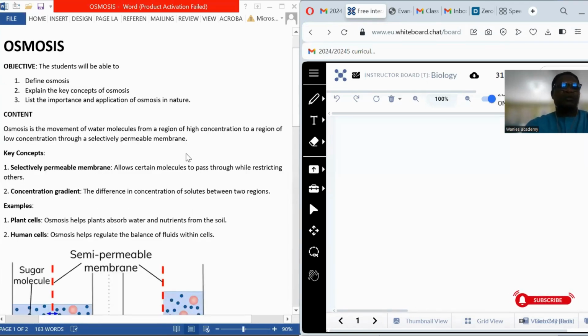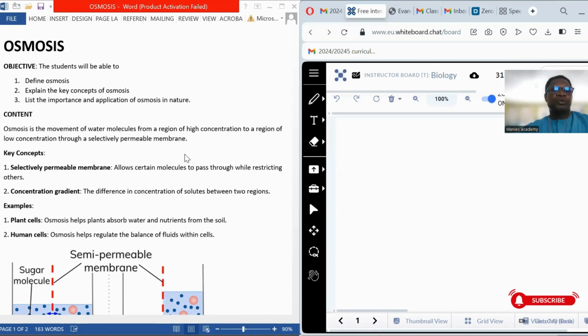Osmosis is a process of active transport that involves the movement of liquid substances, that is water, from a region of higher concentration to a region of lower concentration through a selectively permeable membrane. So it allows for the movement of liquid or water from a region of higher concentration to that of a lower concentration through a selectively permeable membrane.